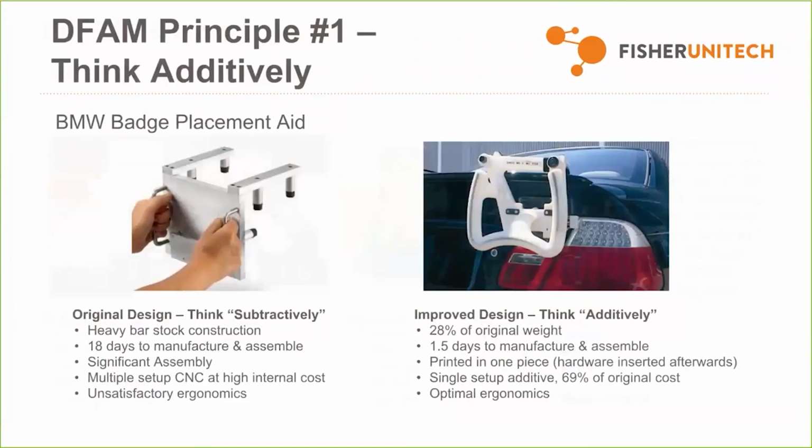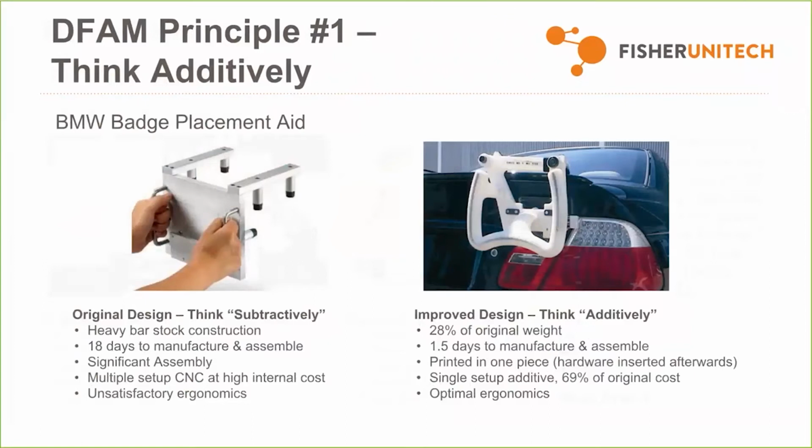Another one, for example, by BMW. So on the left, you see the original tool that an assembly person would use to put a BMW badge on the trunk of a car. As you see, the original design is very, very blocky, made out of heavy bar stock, would take almost 3 weeks to manufacture, require lots of assembly, and just was a very cumbersome tool. So if you look at the tool on the right, the finished product almost looks like an F1 steering wheel, a much more ergonomic part, 28% of the original weight, so huge improvement in weight, significantly faster to produce.